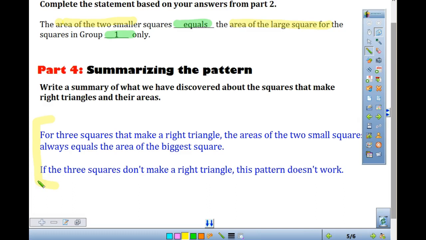Right here as we take a look at this, for the three squares that make a right triangle, please write that. It had to make a right triangle. Ashton, are you able to write? We're on the bottom of page 2.